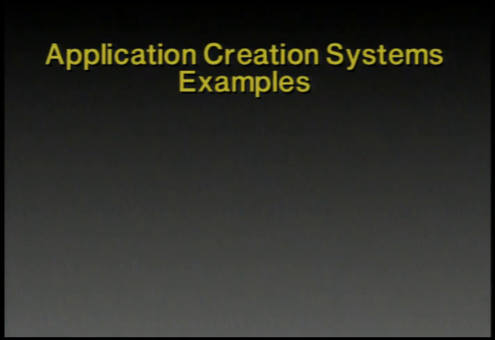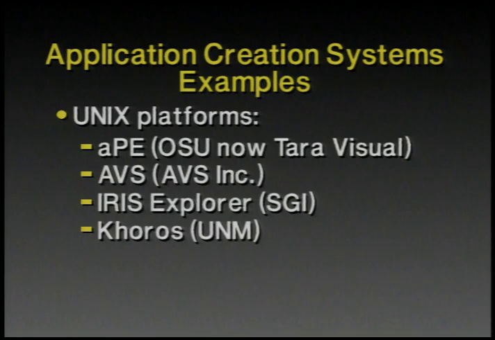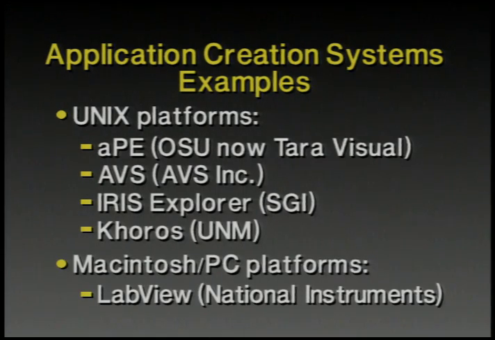So some good examples of this, primarily from the Unix domain, are APE, which came out of Ohio State University and now is marketed by a company called TerraVisual. AVS, or the Application Visualization System, marketed from AVS Inc. Iris Explorer, which is a system that we're going to use here for demonstration, and Khoros from the University of New Mexico. There's been an awful lot of work lately in the Unix world, although there are some notable examples in the PC and Macintosh world, primarily LabVIEW from National Instruments.